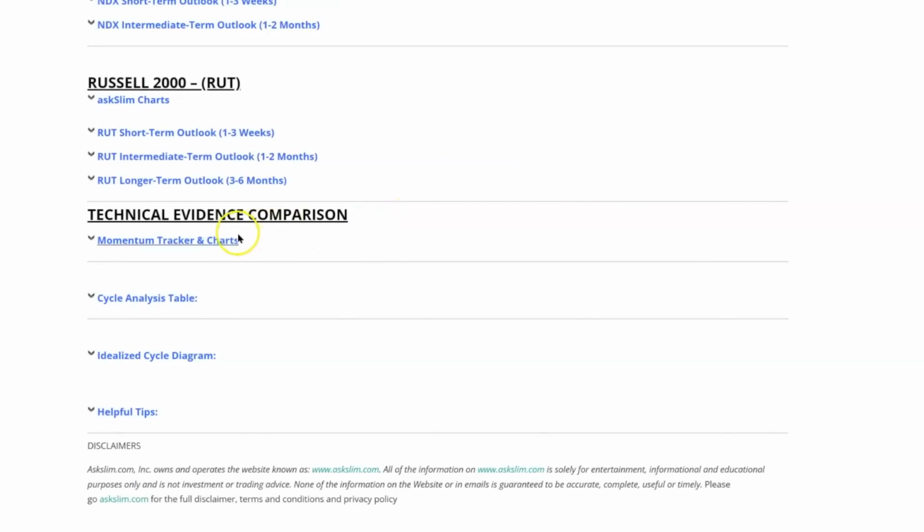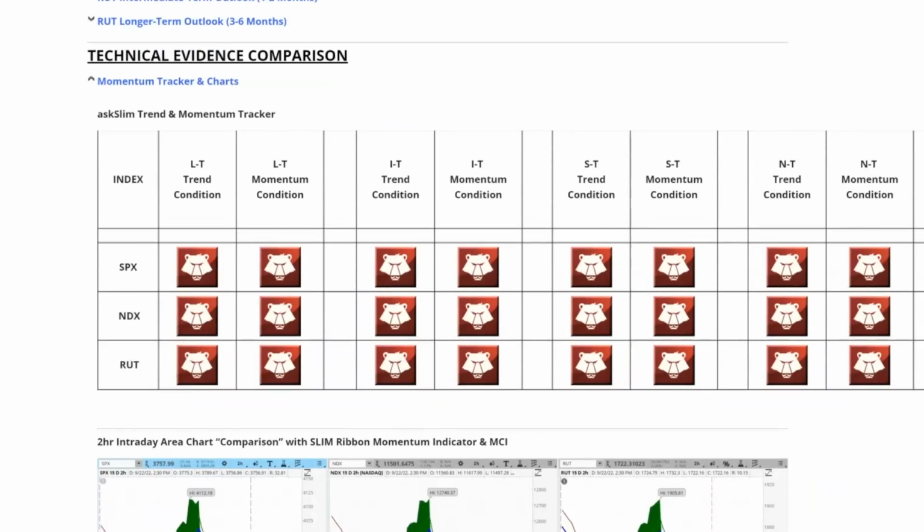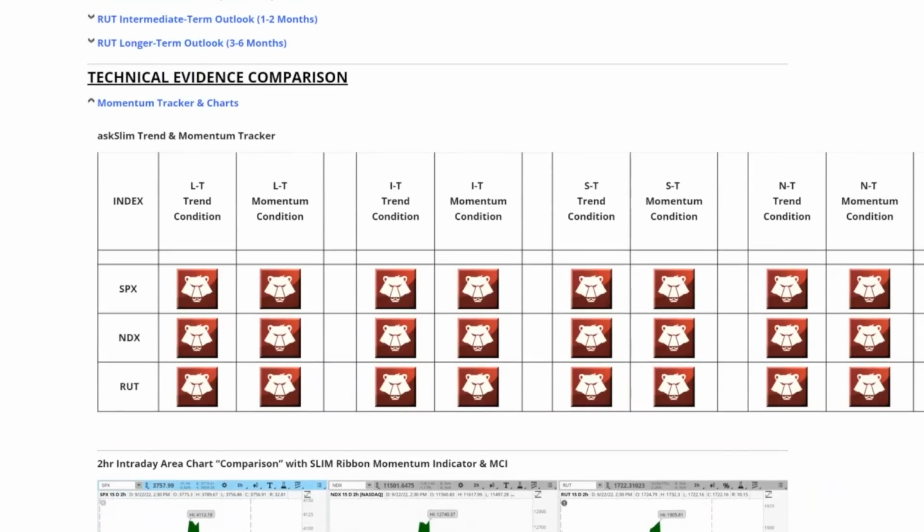Let's take a look at the technical evidence comparisons, and these are important. So this takes a look at the momentum conditions in the S&P 500, the NASDAQ, and the Russell. It gives you the long term, the intermediate term, the short term, and the near term, which is the intraday. And you can see in here, it is bearish across the board, and it has been that way for a long time. And our members essentially can see this.